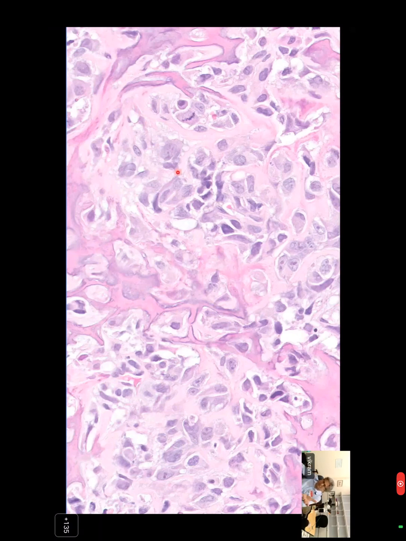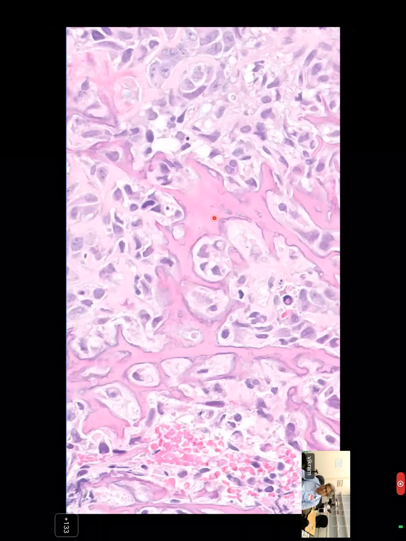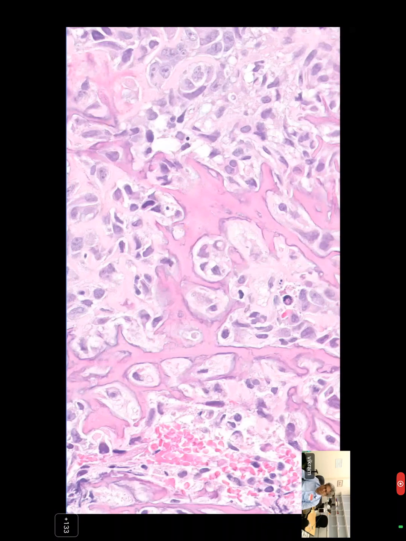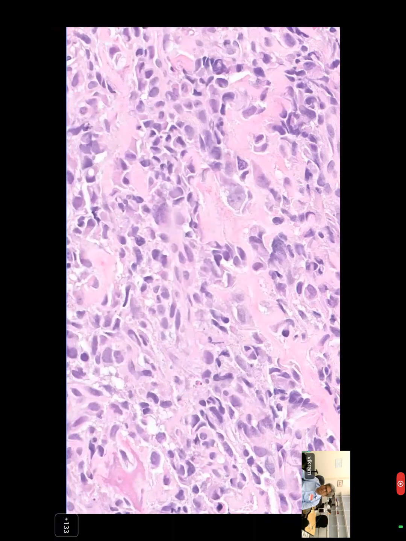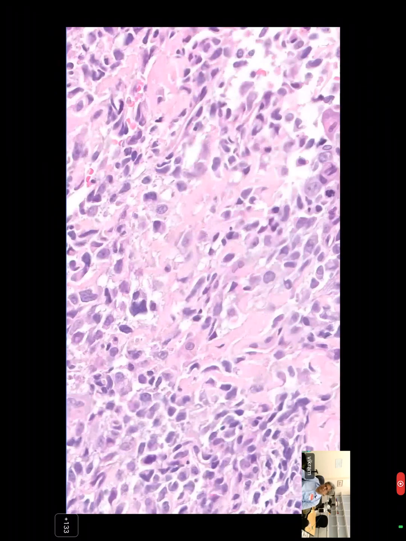And I think anyone who has received even the slightest bit of training would know that these are overtly malignant cells. So this is a very straightforward osteosarcoma. And here's another beautiful image of that lace-like deposition of osteoid surrounded by these very malignant looking cells. There are a lot more pictures I gave you.